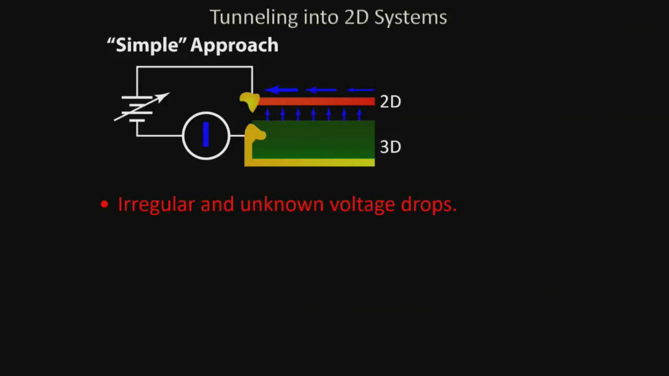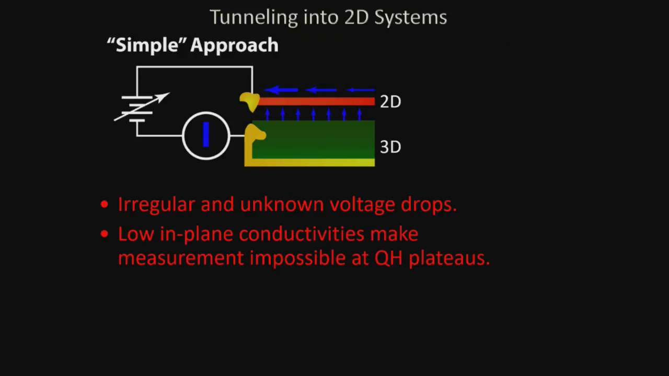For example, when the sample is resistive, then you have voltage drops along the plane of the 2D system. This means that you have different voltage drops at the different places where electrons are tunneled in. So your spectrum is blurred by these irregular voltage drops in the 2D system. This means that in a strong incompressible quantum state, it is impossible to perform the measurement. The reason is that we have a fully insulating bulk in the sample.